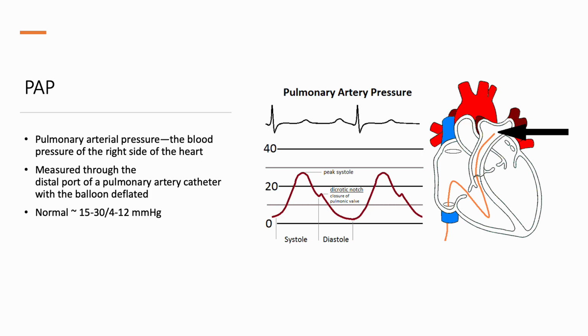Pulmonary artery pressure is measured using the distal port of the pulmonary artery catheter when the balloon is deflated. This allows for continuous monitoring of pulmonary pressures without occluding the artery. For normal values, think of quarter over dime, or a range close to 25 over 10, to help you with a quick reference. The waveforms provide a visual representation of the pressures in the pulmonary artery throughout the cardiac cycle.